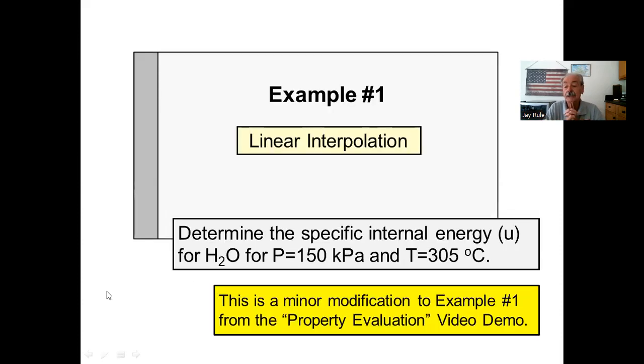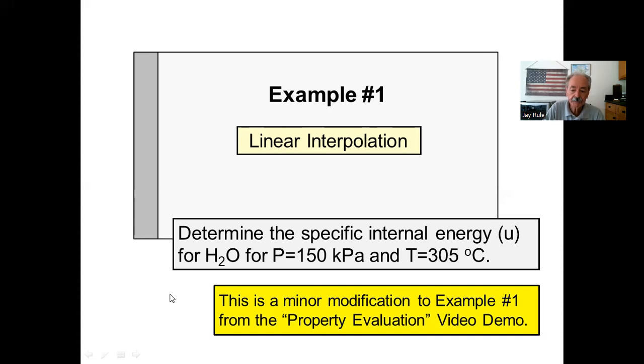Okay, I've got two examples for this video. And the first one, at first blush, is going to be very easy. This is a simple linear interpolation, a little bit like a homework problem, in fact. And so here we go. We're looking for the specific internal energy, little u, for H2O, water or steam, for the property pair pressure, 150 kPa, and temperature, 305 degrees C.